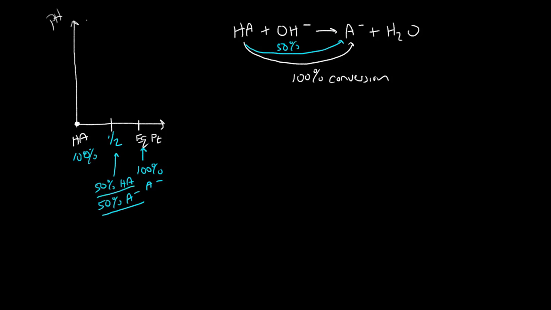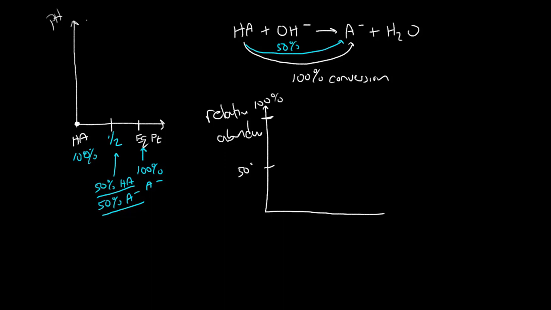So what we can do is we can actually put this idea in the context of what's known as a speciation curve. So on the y-axis, it's going to be relative abundance. So at the very top here, we have 100%. In the middle, we have 50%, and at the very bottom is 0%. Okay? And then the x-axis here is going to be exactly the same as what we see on a titration. So we have a half equivalence point, and we have a full equivalence point.